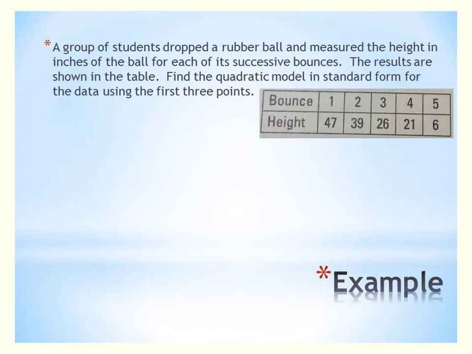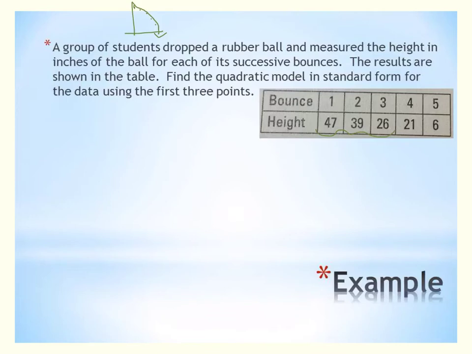So here we have a rubber ball that's dropped, and the height in inches of the ball for each of its successive bounces is measured. The results are shown in the table. Find the quadratic model in standard form for the data using the first three bounces. If you graphed this, you might look at it: it bounced this high the first time, this high the second time, this high the third time, and it's going to look like part of a parabola. And it specifically says the first three bounces, alright?